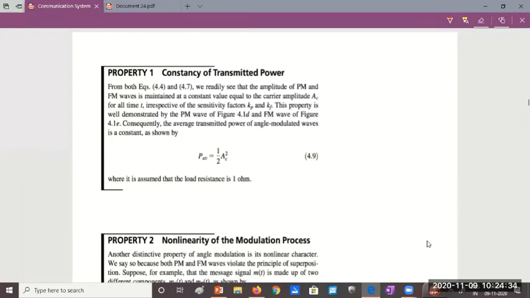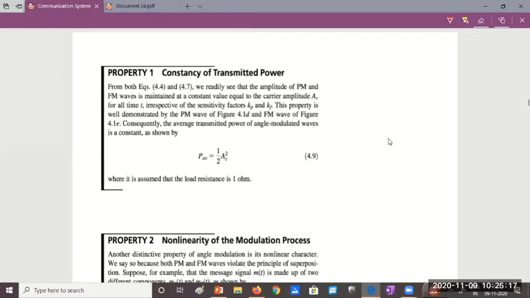First property is the constant transmitted power. So please remember, whenever we have an angle modulated signal, whether it is phase modulation or frequency modulation, the transmitted power remains constant. So the average transmitted power, you remember both the waveforms, AC cos 2 pi fct plus kp m of t, that is phase modulation. AC cos 2 pi fct plus 2 pi kf integral m of t dt, that is frequency modulation. So in both the cases, if I observe, the amplitude is just AC, right?